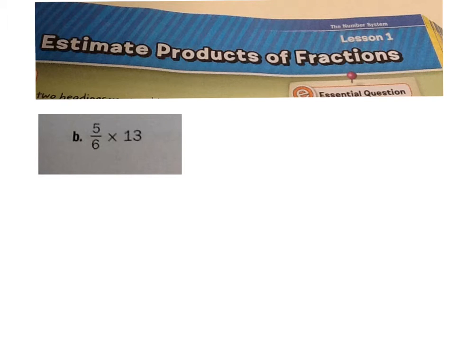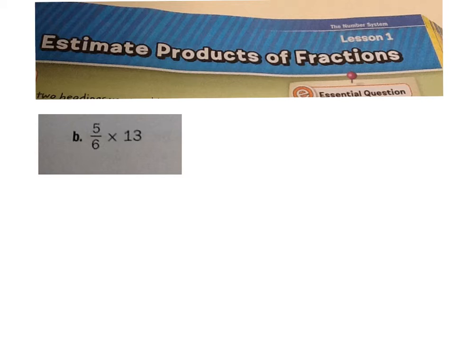Welcome to Chapter 4. This is Lesson 1, Estimating Products of Fractions. This whole chapter deals with fractions. Estimating fractions is a little bit different than estimating whole numbers. When we estimate fractions, we want to find numbers that are compatible. Compatible means that these numbers are easily divided into.